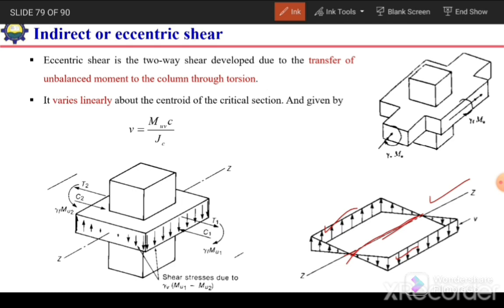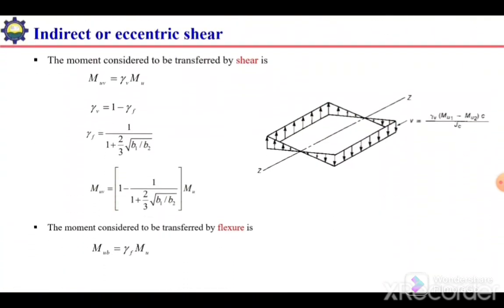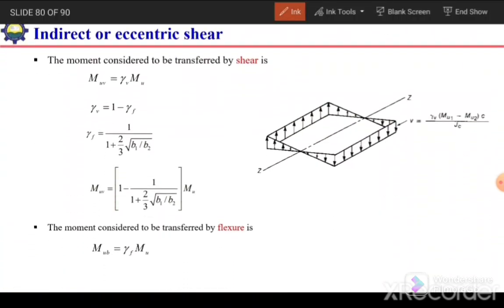And this stress is produced because of the torque. So the unbalanced moment is transferred to the column by this torque, and because of this unbalanced moment or this torque, a shear stress will appear at this critical section. So in that equation, v is equal to Mu_v c over Jc.